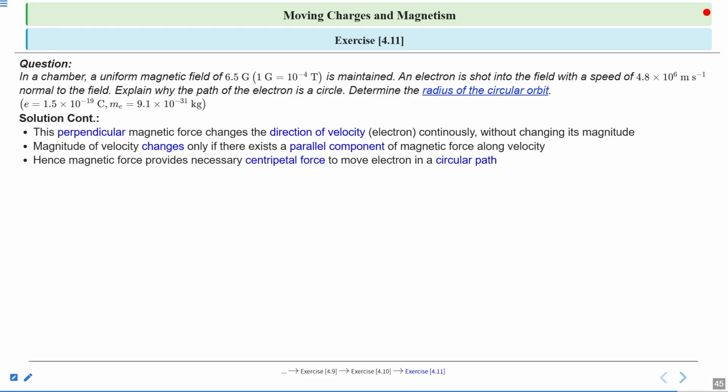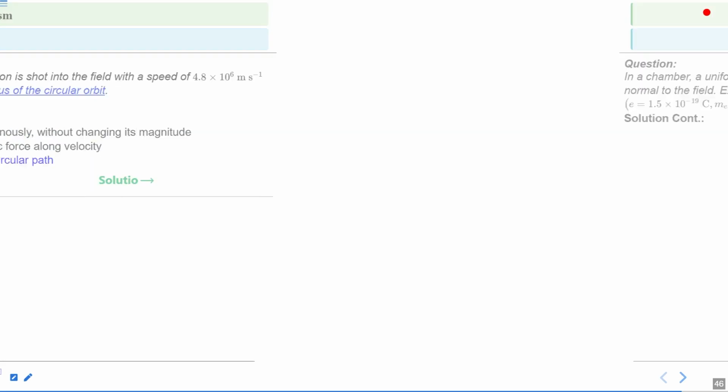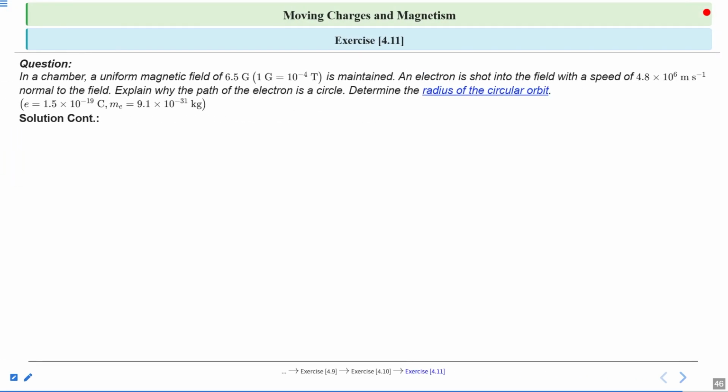Hence, magnetic force provides the necessary centripetal force to move the electron in a circular path. Because force is perpendicular to the velocity at each step, it will provide centripetal force for the electron to move in a circular path. That's why the path of the electron is a circle. Now we have to find the radius of that circular orbit.